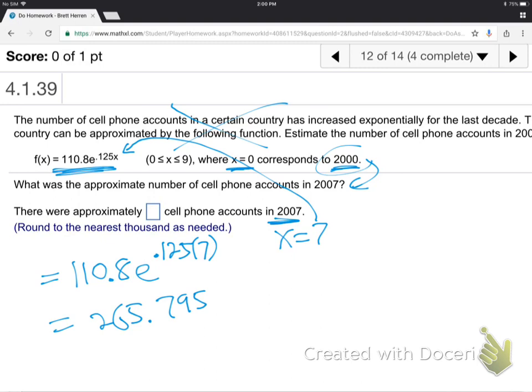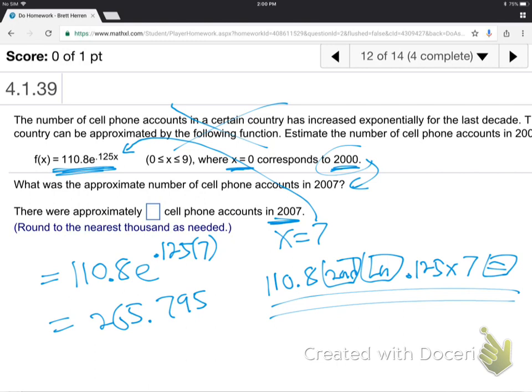You have to hit second, natural log on most calculators. So what I hit is I typed in 110.8, then I hit second ln, and then 0.125 times 7, equals. Here's what I hit on my calculator. If you have a TI, probably like that. It might be a little different on other ones. You able to get that okay? So again, I'd encourage you to bring your calculators to class because a lot of what we do is getting used to using them right here. Things I can answer? Is that okay?